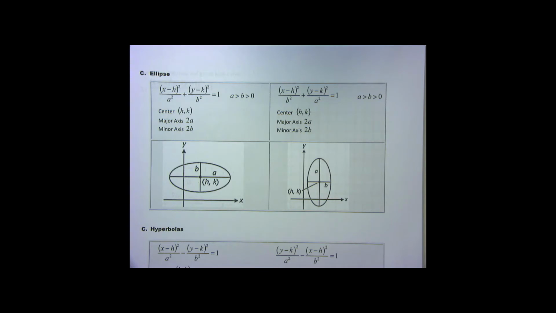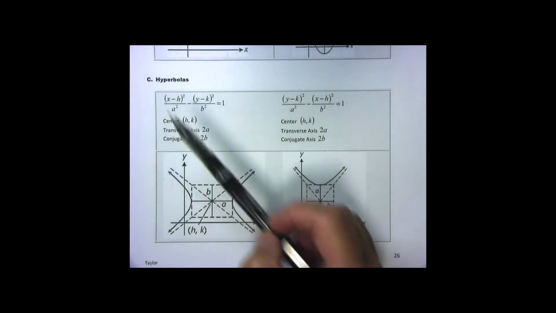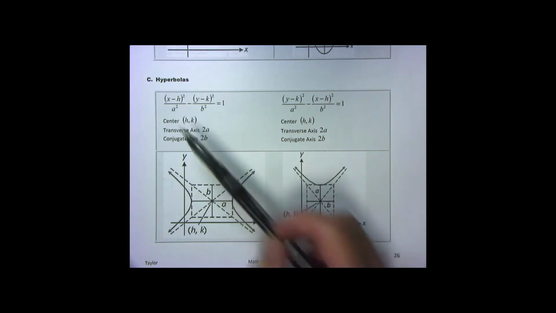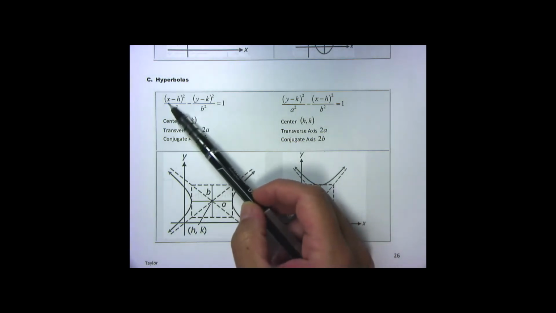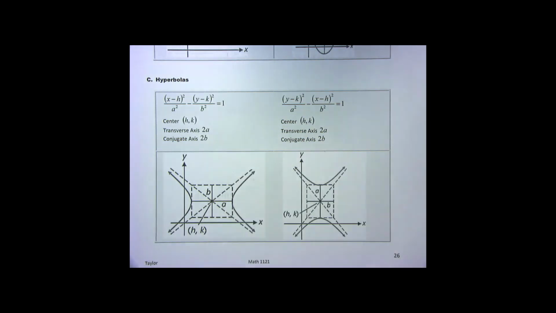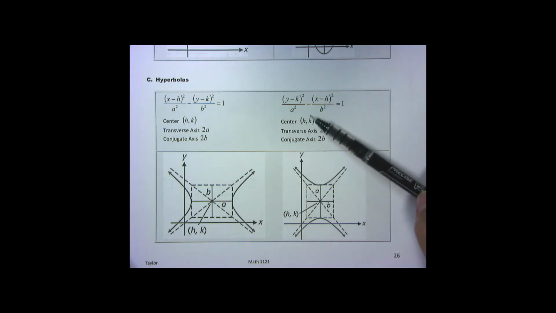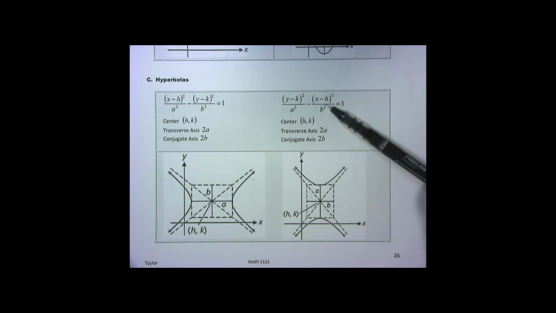All right, the same shift occurs, same thing happens for hyperbolas. If I want to move it in a direction (h, k), so that the center is now at the point (h, k), the equation becomes (x minus h) squared over a squared minus (y minus k) squared over b squared equals 1, center (h, k). And then similarly oriented in the other direction, if y is the major axis: (y minus k) squared over a squared minus (x minus h) squared over b squared equals 1.